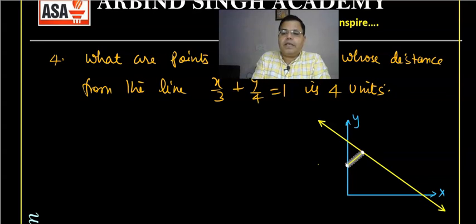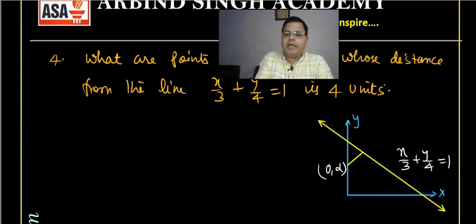Say our x coordinate is 0 and y coordinate is alpha or k, anything can be written. The equation of line is x by 3 plus y by 4 is equal to 1, or it can be written as 4x plus 3y is equal to 12, or 4x plus 3y minus 12 is equal to 0, right? So the length of perpendicular from this point (0, alpha) to this line is 4 units.